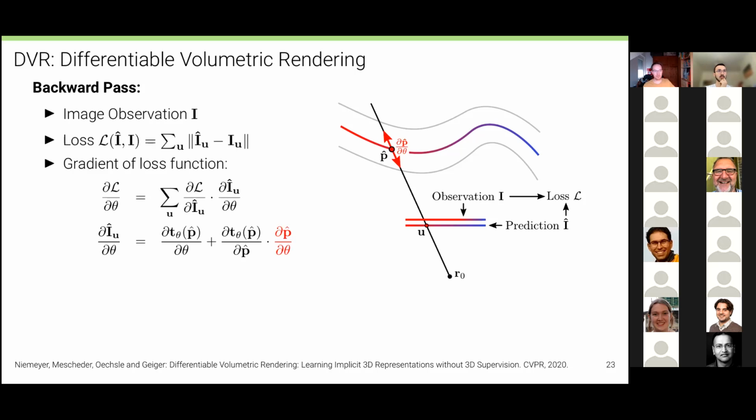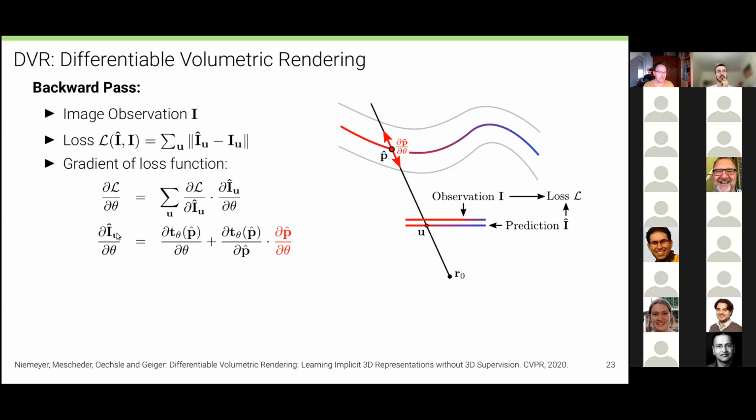And then what we of course want to do now is compute the gradient of this loss function with respect to the parameters of the network, the parameters of the texture and the occupancy network. So let's do that. The first thing we can do is use the chain rule to compute the derivative of L with respect to theta. So this is the sum over all pixels of the derivative of L with respect to I hat, which is the prediction that depends on the parameters theta, times the derivative of I hat with respect to theta.